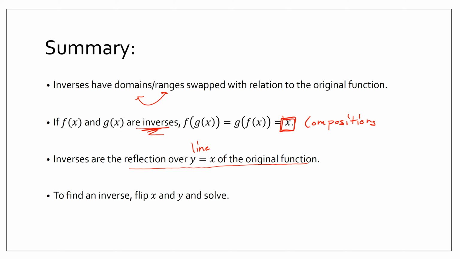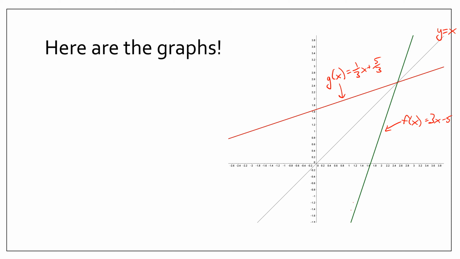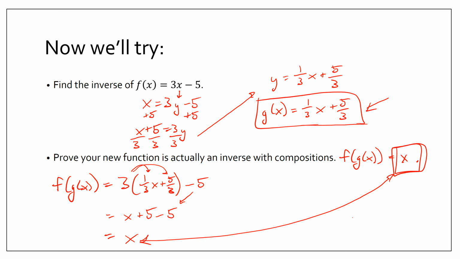Finally, to find an inverse, you're going to flip x and y and solve, just like I did here. I put an x everywhere I saw a y, I put a y everywhere I saw an x, and then I solved for the y, which gave me my inverse.